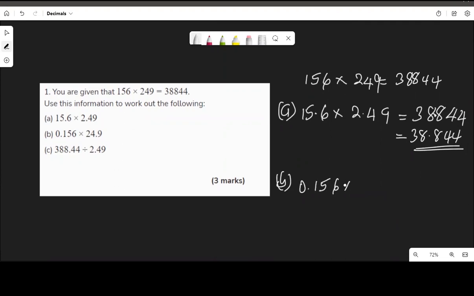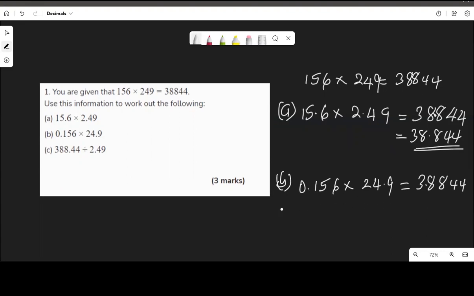0.156 multiplied by 24.9. Again, we write this answer, which is 38844. Then we count the number of decimal places that we have in the product. 1, 2, 3, and 4. Then we go to the answer and count also 1, 2, 3, and 4. So our answer is 3.8844. Again, if you have your calculator with you, you can confirm the answer will be exactly 3.8844.